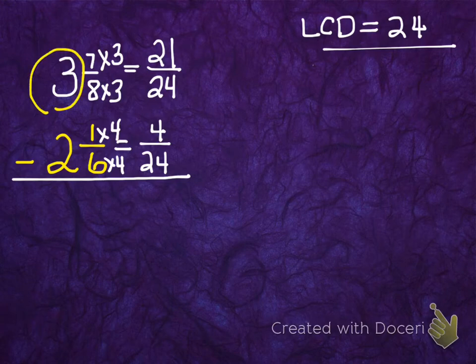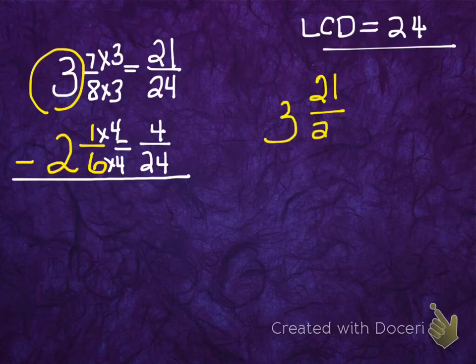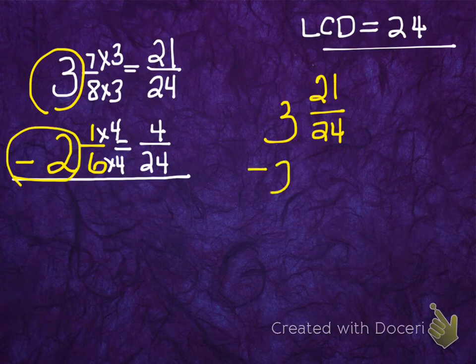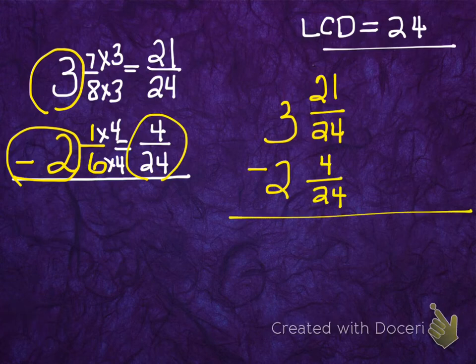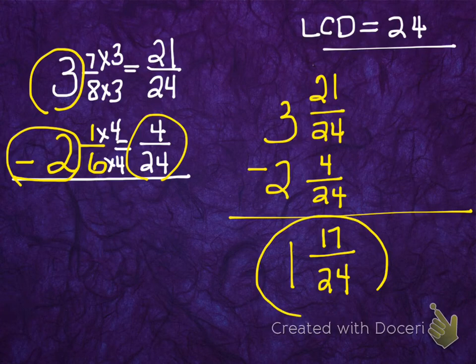I still have my 3. I don't have to regroup, so I have 3 and 21/24 minus 2 and 4/24. So 21 minus 4, if you can do that in your head, that's great, or you can count backwards: 21, 20, 19, 18, 17 24ths, and 3 minus 2 is 1. This problem cannot be reduced, it cannot be simplified, so this is our final answer.